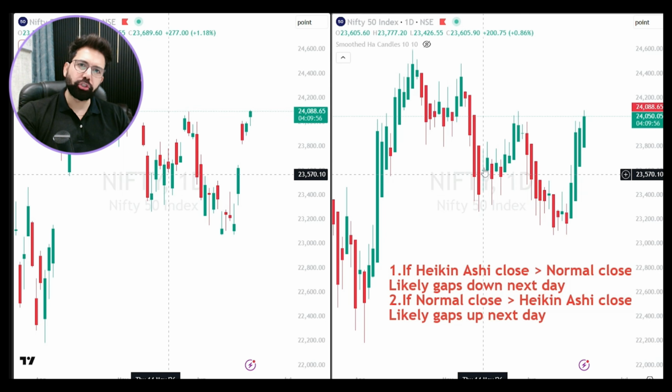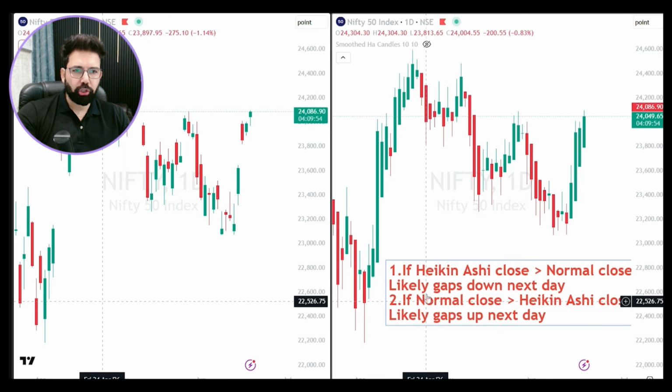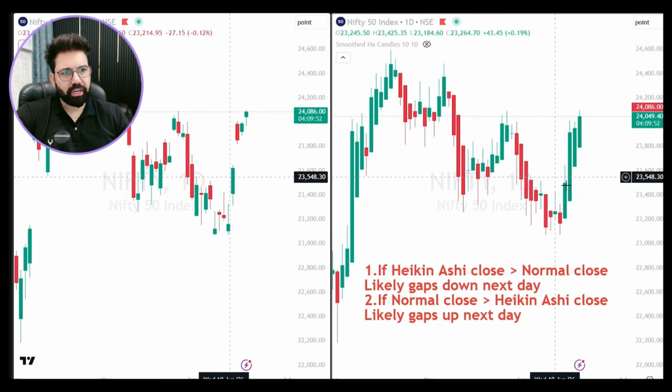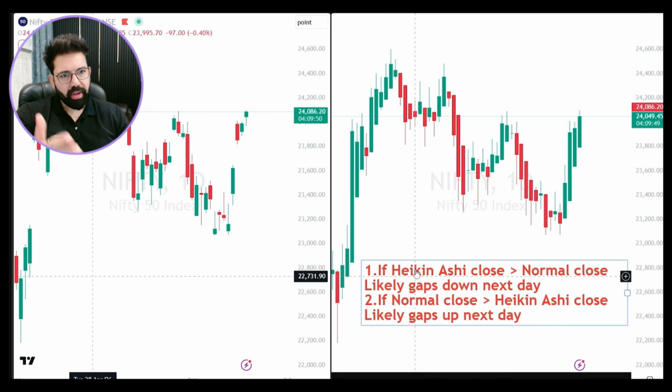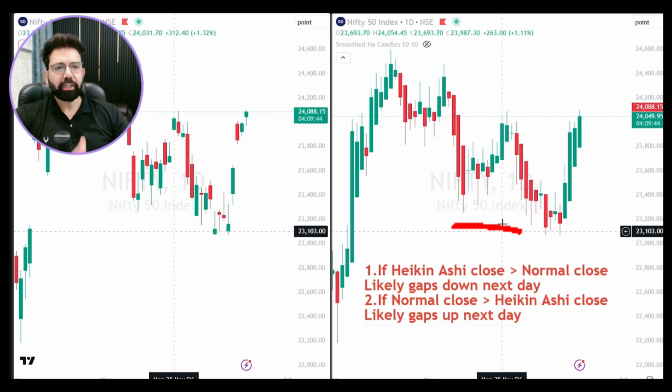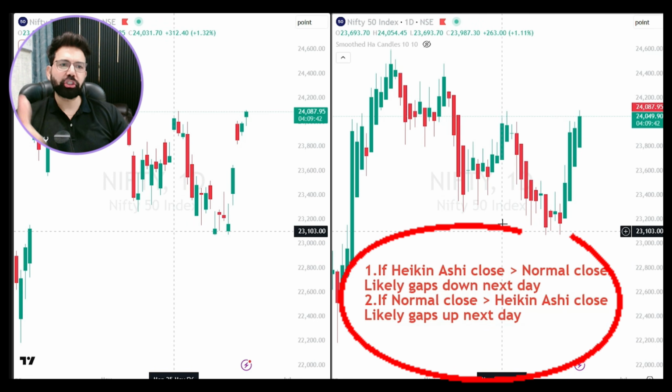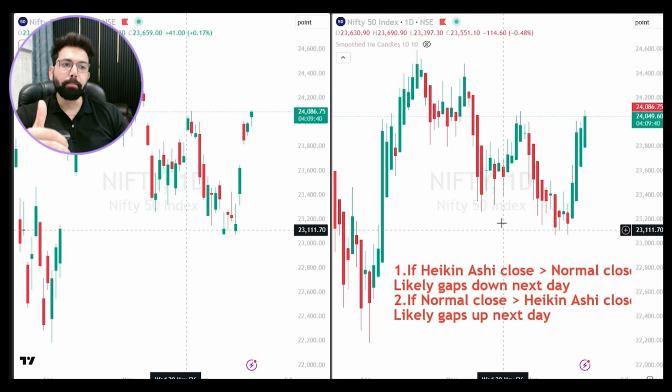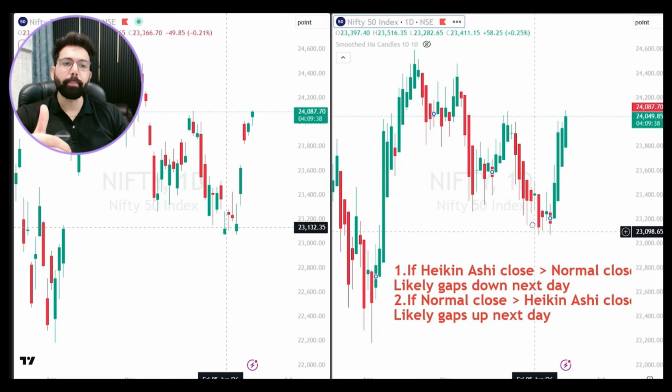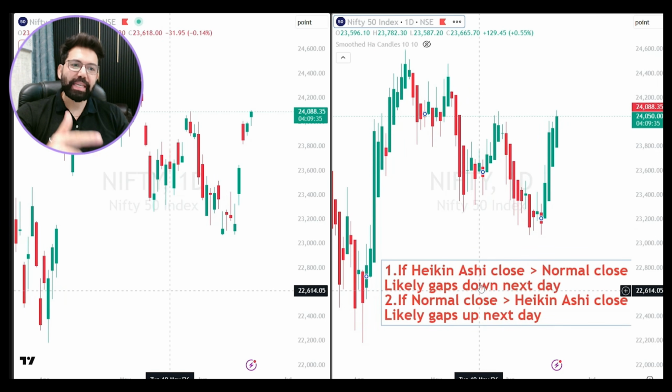If you want to take a screenshot, I've mentioned 2 points here. Number one, this is a Heikin Ashi, and obviously this is where I wrote it on this chart. It says, if Heikin Ashi close is more than the normal close, likely gap down next day. Heikin Ashi candles are different from normal candles. You can Google about it. It's very easy to learn.